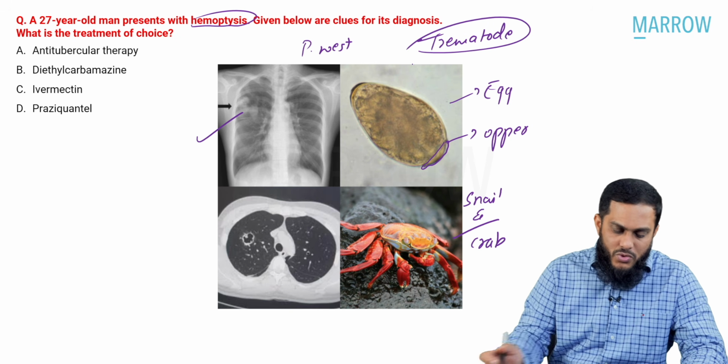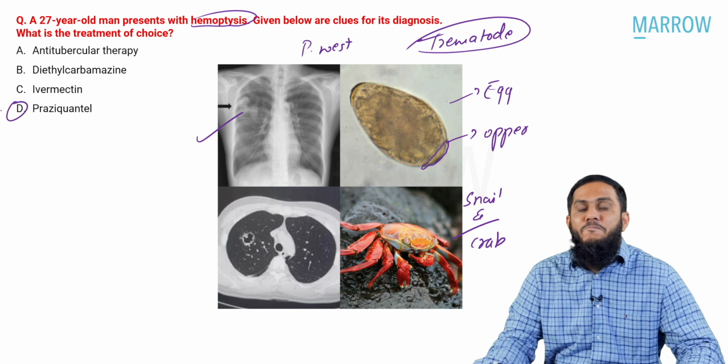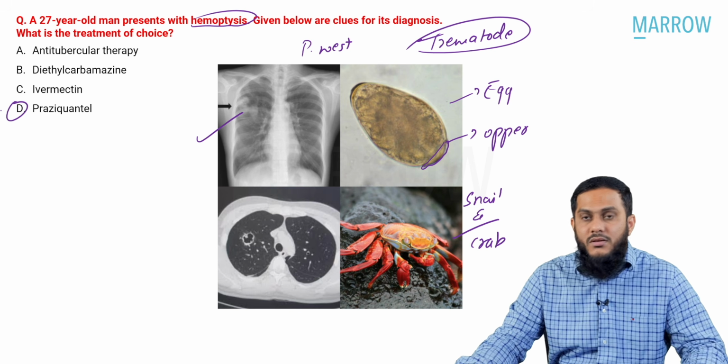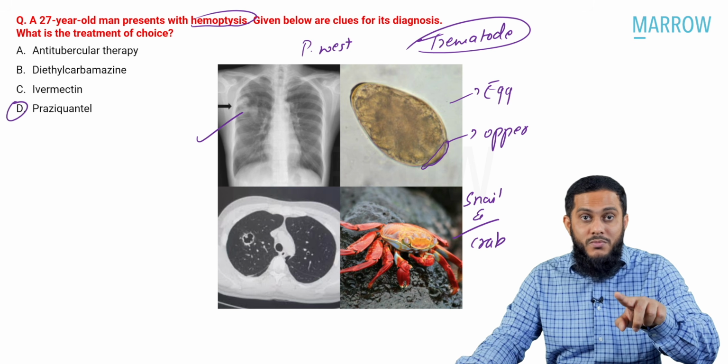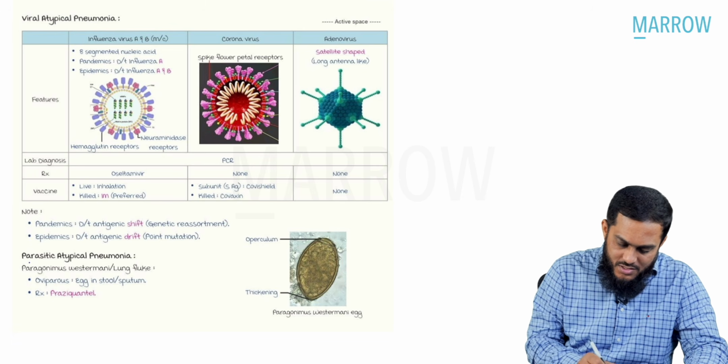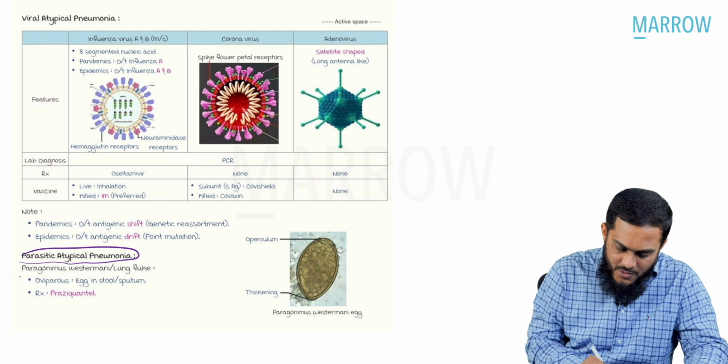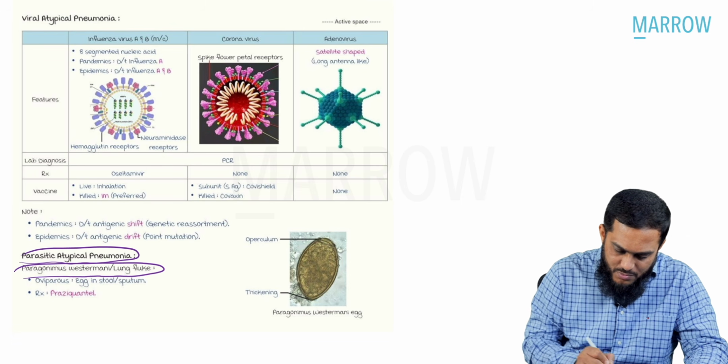Most of the trematodes' treatment is praziquantel. From class notes, you won't believe. See here, parasitic atypical pneumonia: Paragonimus westermani.